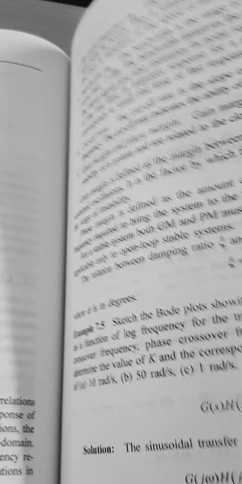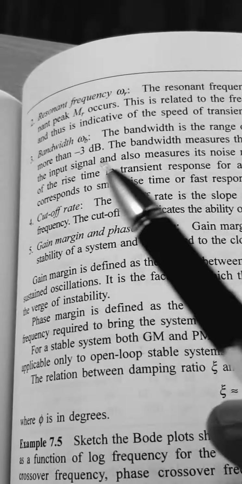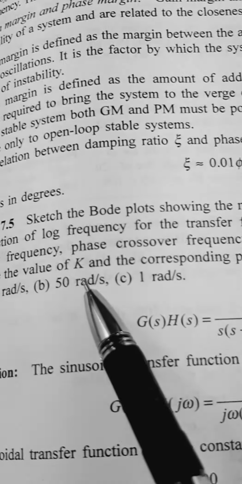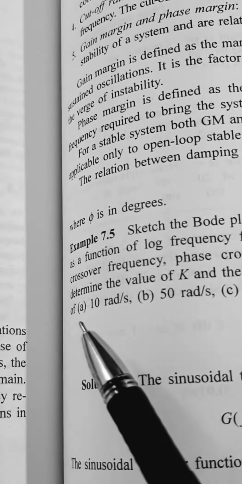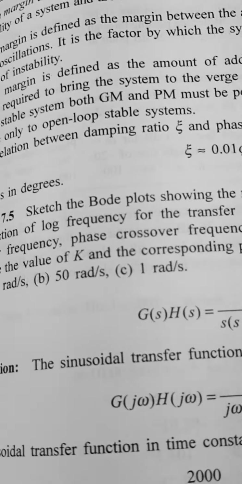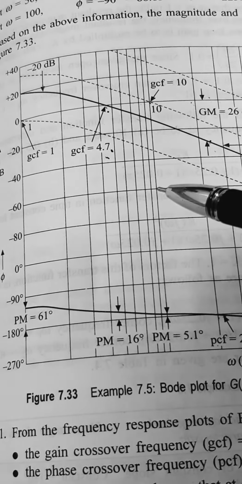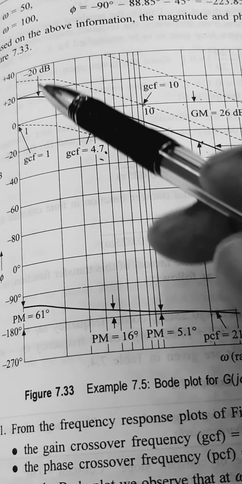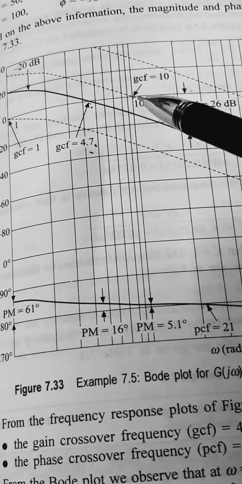So what is your question? You can see what the question is. You need to find, also determine the value of K and the corresponding phase margin for the gain crossover frequency of 10 radians per second, 50 radians per second, and 1 radian per second. So if it is 10 radians per second, then the graph should be shifted in such a way that it crosses at 10 radians per second.